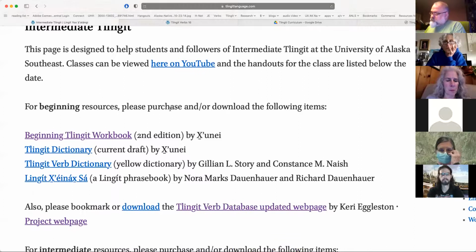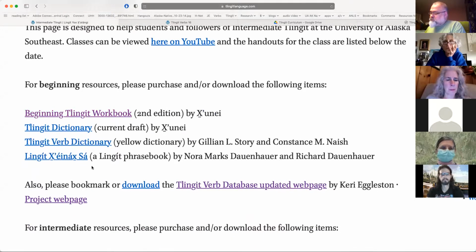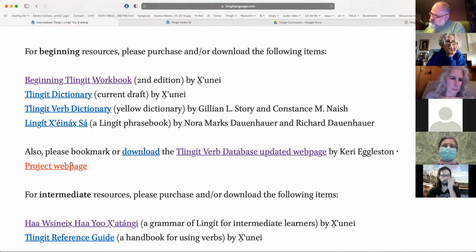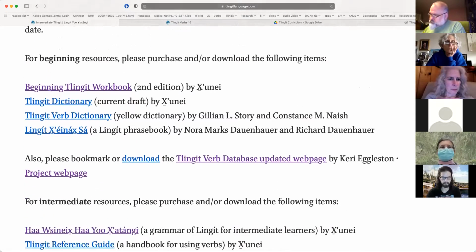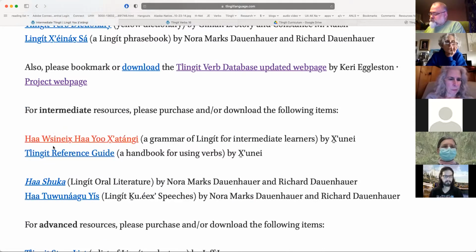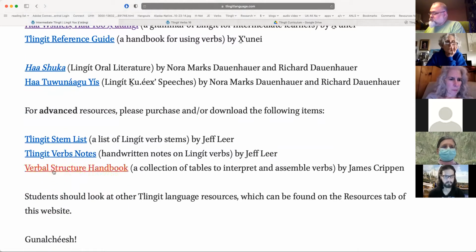So these are the things we're going to be using, right? We went over this a little bit on Tuesday, but next week we'll sort of take a look at each one of these things as well. How do you use these resources? And then these are beginning resources, these are intermediate resources, these are advanced resources. We're going to take a look at all of these throughout this whole semester.